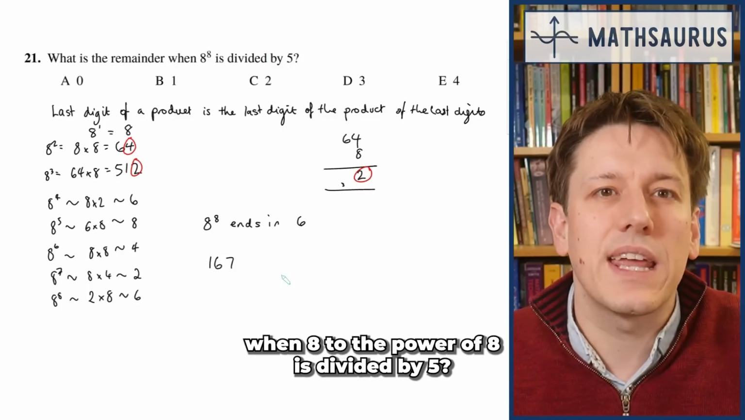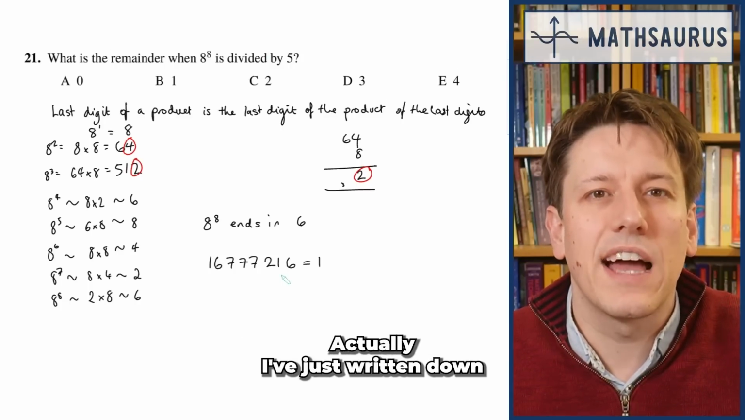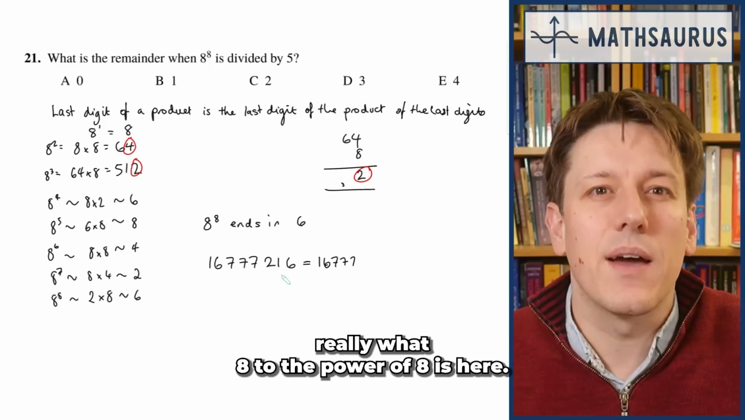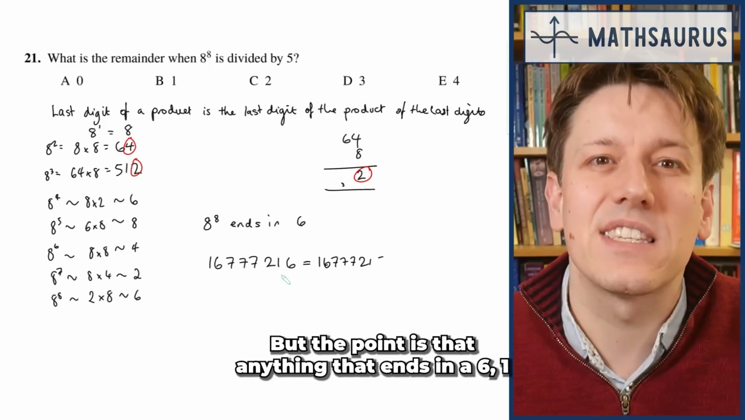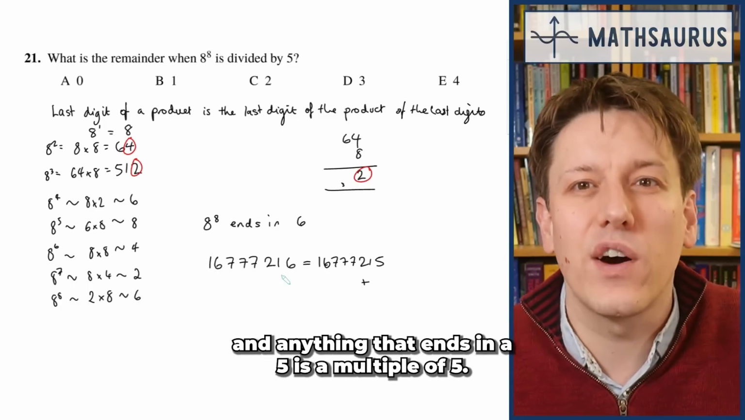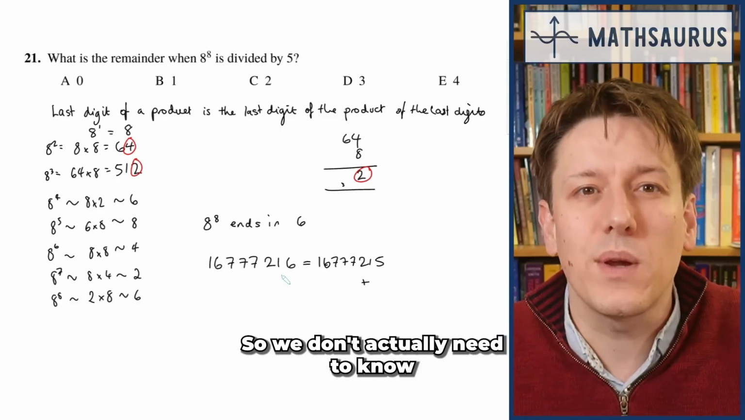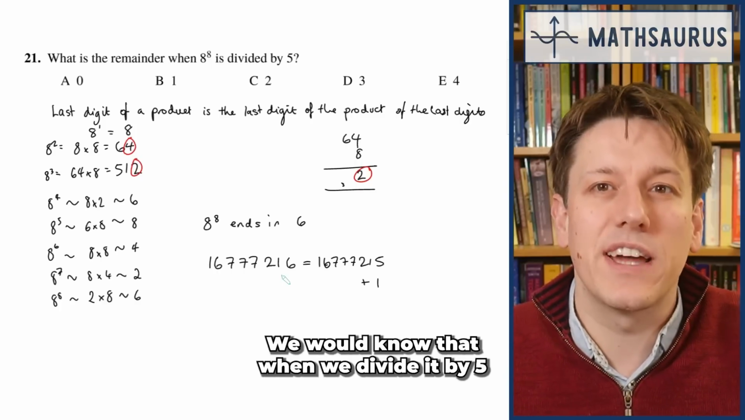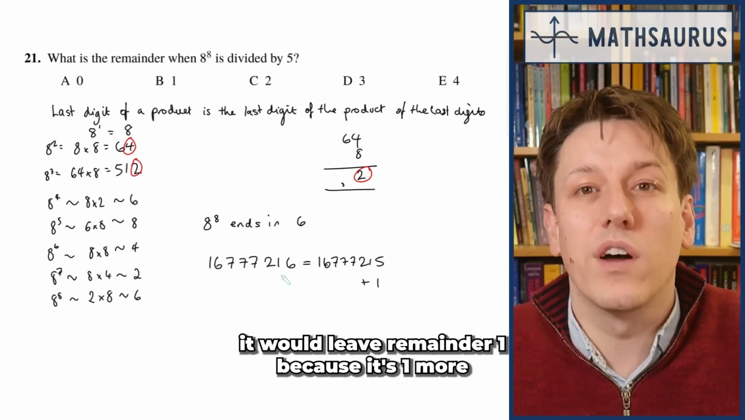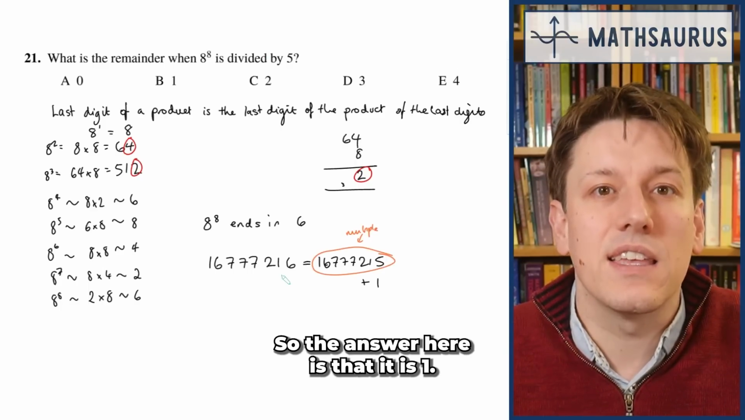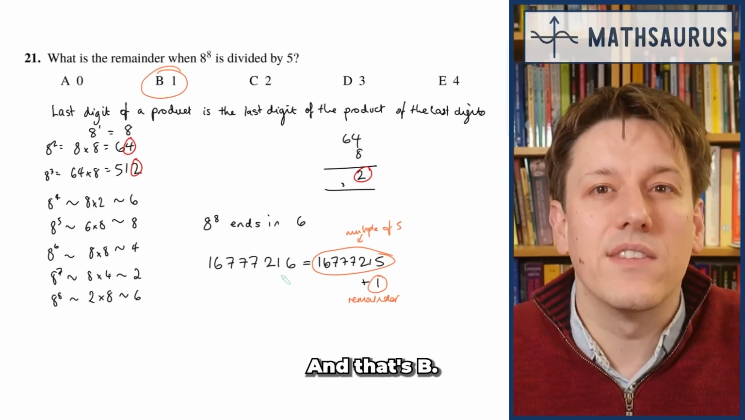So what's the remainder when 8 to the power of 8 is divided by 5? Actually, I've just written down really what 8 to the power of 8 is here, ending in a 6, but the point is that anything that ends in a 6, one less than it is going to end in a 5, and anything that ends in a 5 is a multiple of 5. So we don't actually need to know the full number of 8 to the power of 8 here. We would know that when we divide it by 5, it would leave remainder 1, because it's 1 more than a multiple of 5. So the answer here is that it is 1, and that's B.